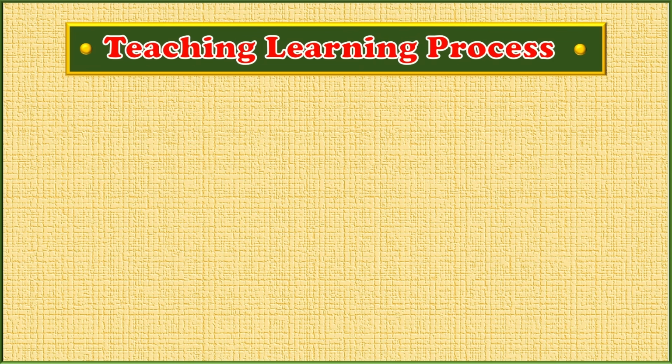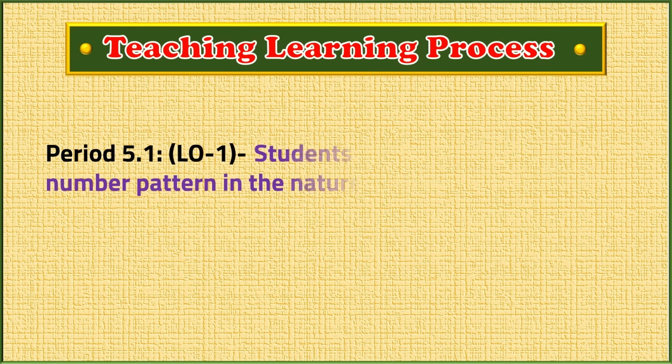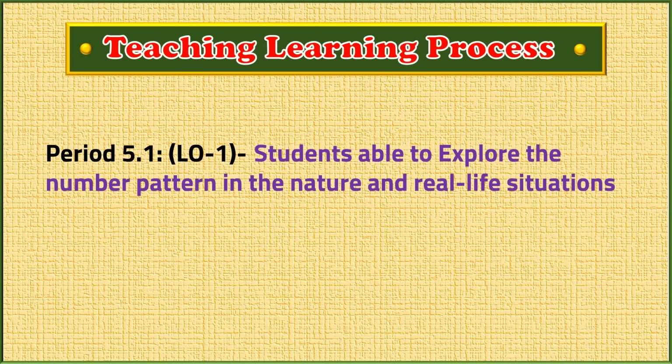Now we move on to the period plan. This is period 5.1, LO1. Period 5.1 means 5th chapter, first period. LO1 means learning objective 1. That is, students are able to explore number patterns in nature and real life situations. And the subtopic is introduction.